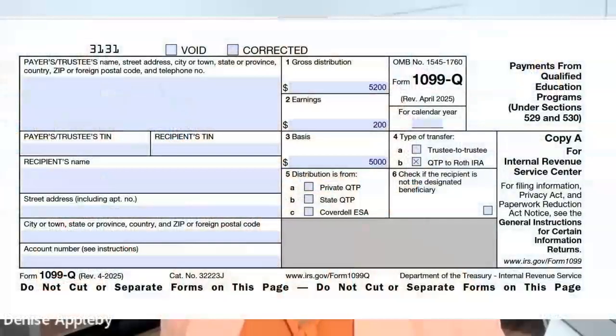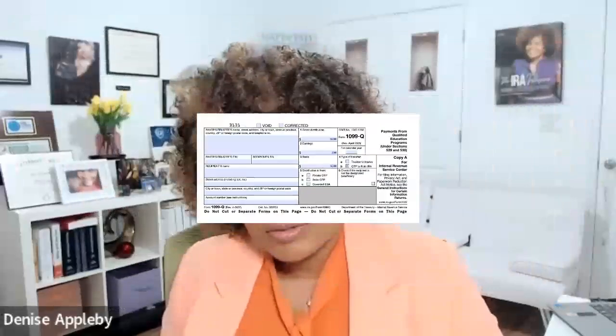I just wanted to make you aware of the fact that the form is here. And so if your client's doing a 529 to a Roth IRA, make sure that the custodian is aware that that is a transaction they're asking for, so the custodian can record it properly on their system, so that when the time comes to issue the 1099-Q, they know exactly how to report the transaction on the 1099-Q.